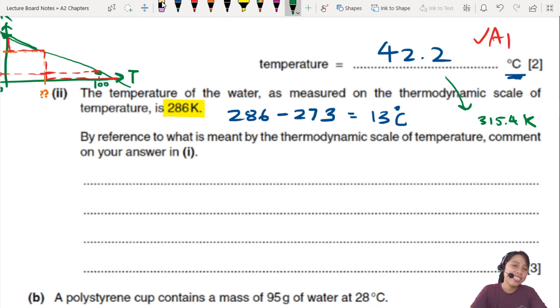That does not match. Why? What is happening? On one thermometer, I measure this. Another thermometer, I measure that. Why is this problem here? That's what they're telling me to explain. Comment on your answer in number 1.